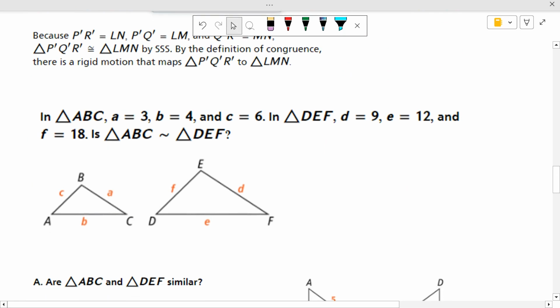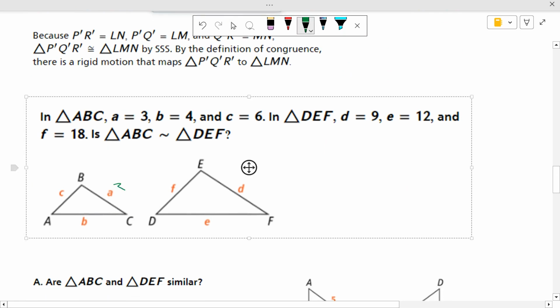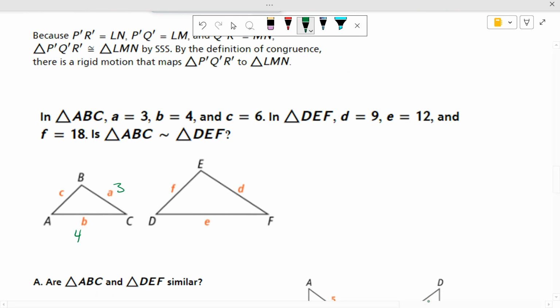Okay, so let's test this out. If A is 3, B is 4, and C is 6, and D is 9, E is 12, and F is 18, are they similar? So are all the sides proportional? So you take short over short. What's short over short? What's the shortest side in each? Shortest.